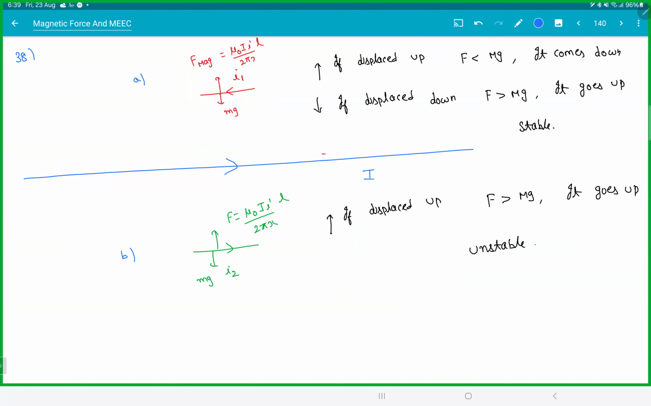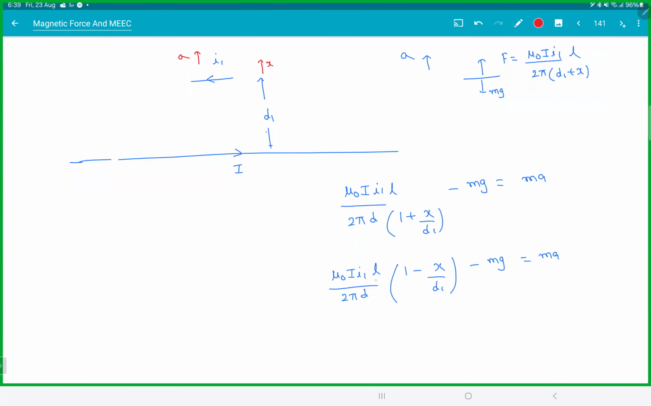That used to be d1 there. So this guy and this guy will cancel off. So you'll be left with minus mu naught I1 L by 2 pi d1 square into x. Bring that mass also downward, is equal to a. This whole term is your omega square.